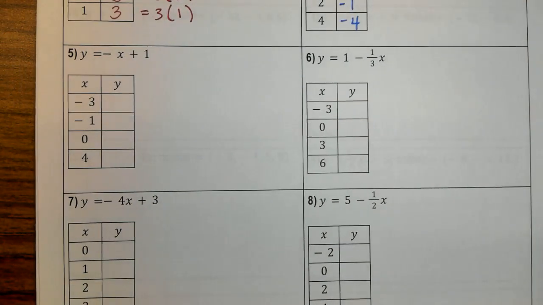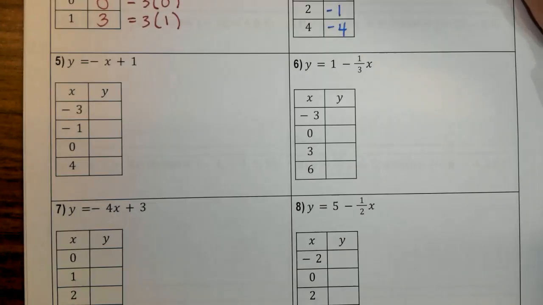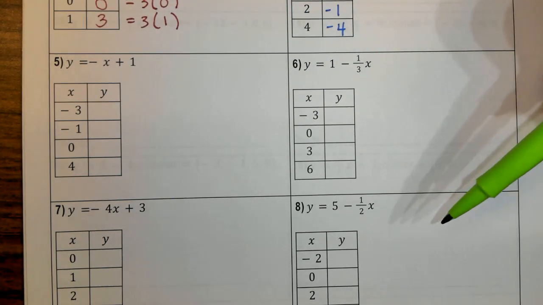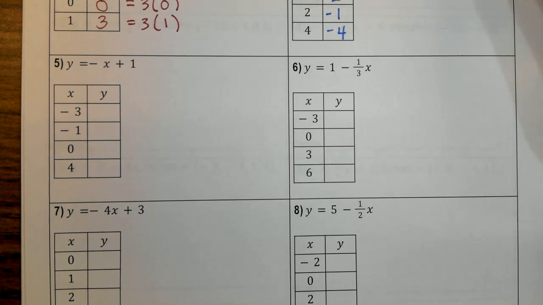All right, number 5. Again, an easy one. I'm just going to write these out. I'll write it out on the left, and I'll type it in on the right, because the ones on the right have all the fractions. The ones on the left do not.